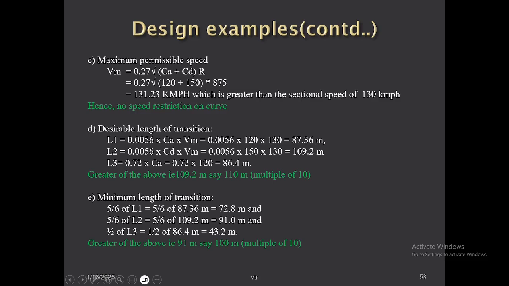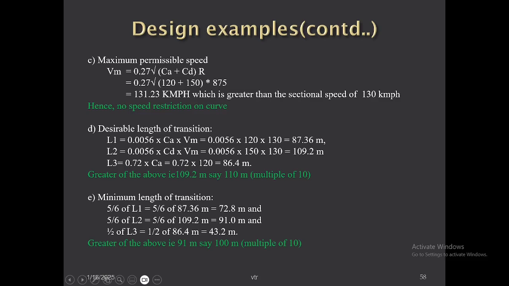Using these relations, we got the first case, L1, as 87.36 meter. For the rate of change of cant deficiency consideration, it is 109.2 meter. And the third, based on the cant gradient of 1 in 720, we calculate as 86.4 meter. So out of the three, you have to choose the greater one, that is 109. Normally, out of the three, the greater one you choose should be rounded to a multiple of 10 on the higher side.